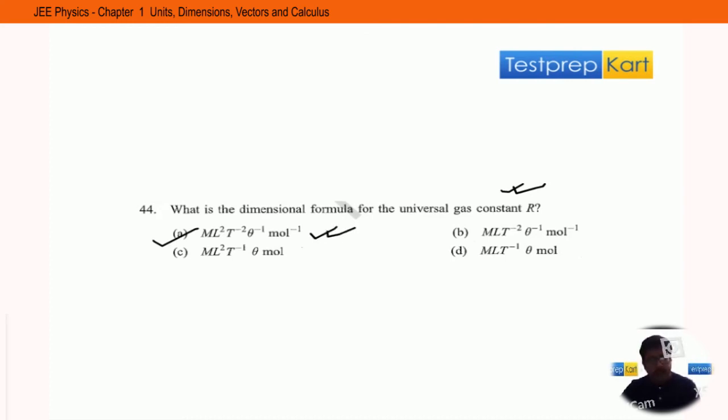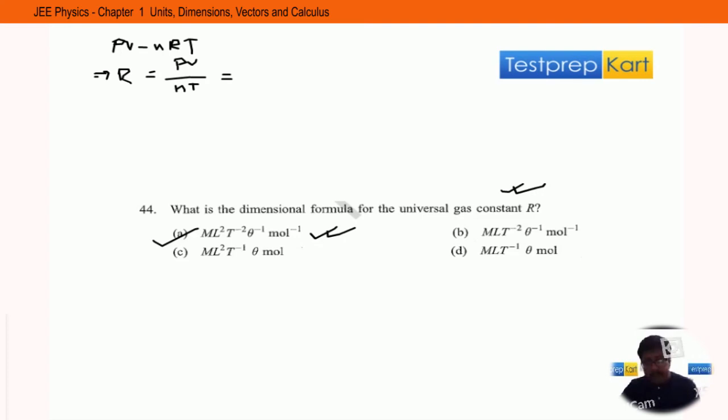Always remember this will be the answer. But here I would like to tell you how to solve this kind of question so you can understand it properly. We all know the formula is PV equals nRT. We need to find the dimensions of R, so R can be free, and here we can write PV by nT. Clear?